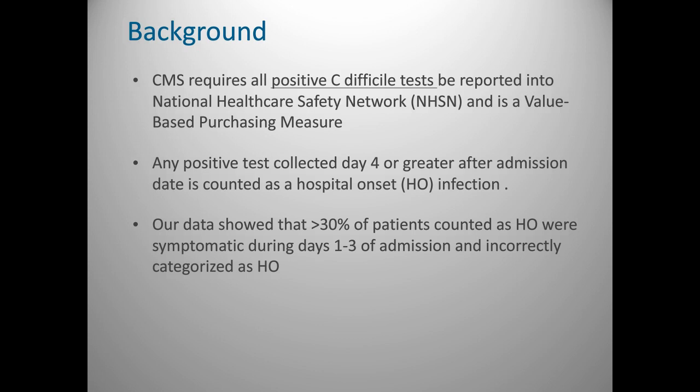So when we really started digging into our data to see what was going on in our facility, we identified that 30% of our patients that we had to report as hospital onset were actually symptomatic during their first 3 days of admission, and we feel was incorrectly categorized as a hospital onset, but because of reporting rules, we have to report those as hospital onset. So we began to work on what can we do to help work on this to reduce our numbers.